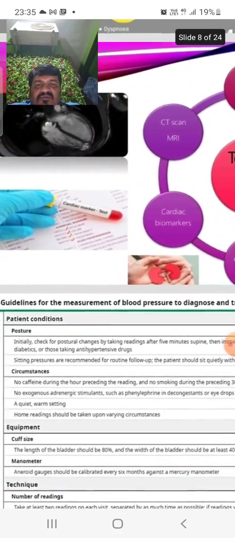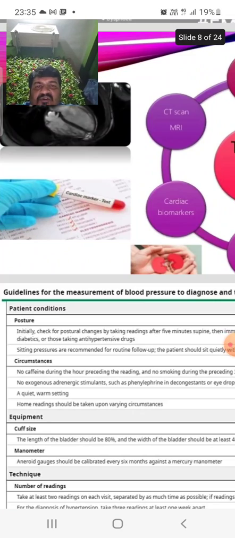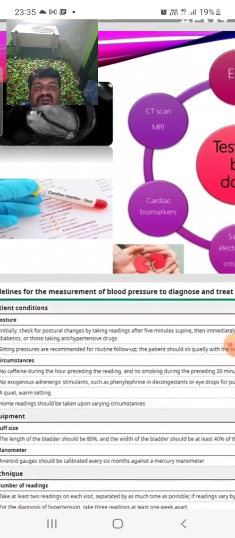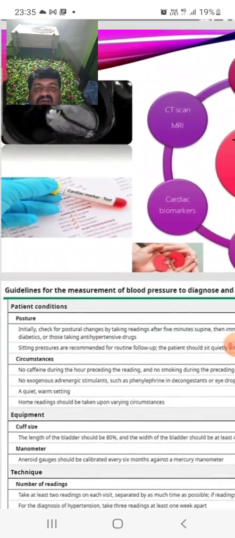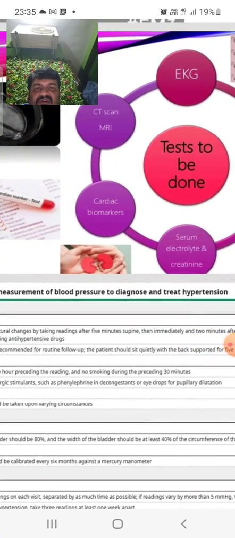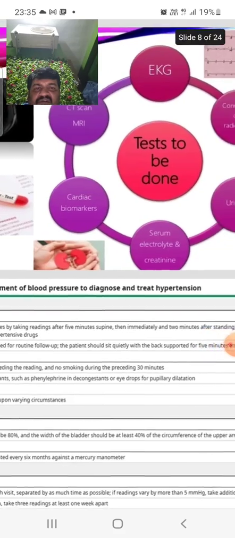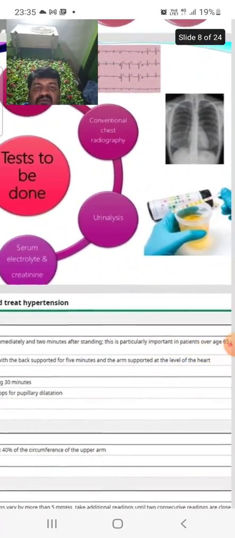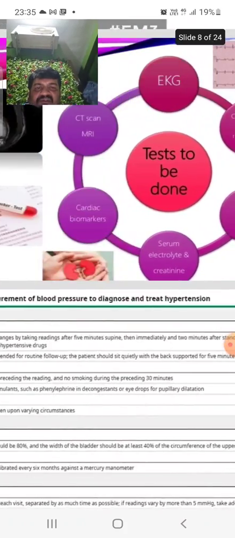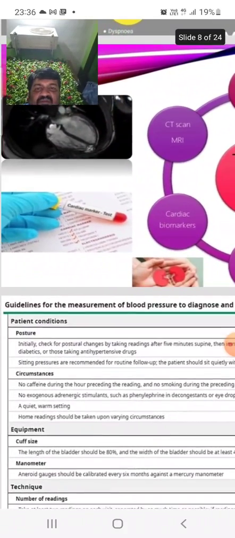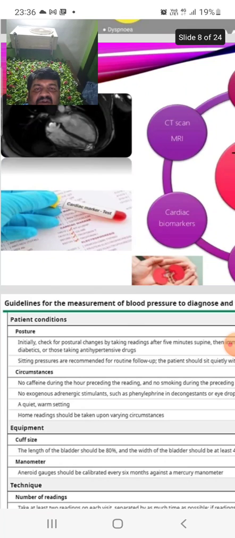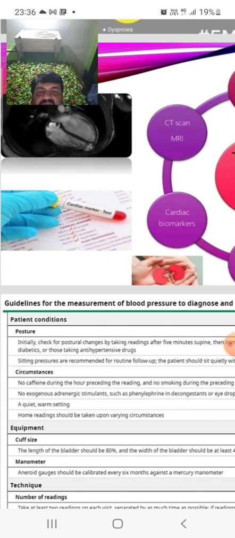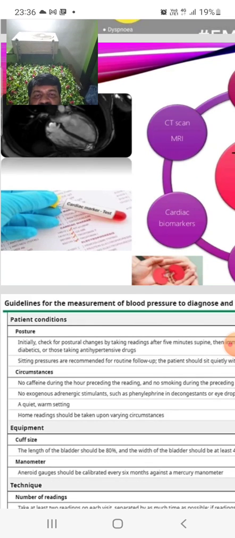हम लोगों ने क्या देखा कि पोस्चर इज़ वेरी इंपॉर्टेंट. वाई पोस्चर इज़ वेरी मच इम्पॉर्टेंट? Because we are taking the readings after 5 minutes supine, then immediately and 2 minutes after standing, particularly important in patients in the age group more than 65 years, and the diabetics or those taking antihypertensive drugs. So posture is important, and we should take at least 2 readings in each posture.